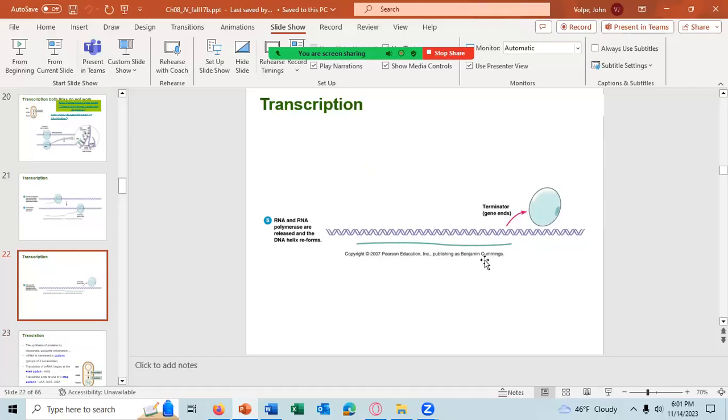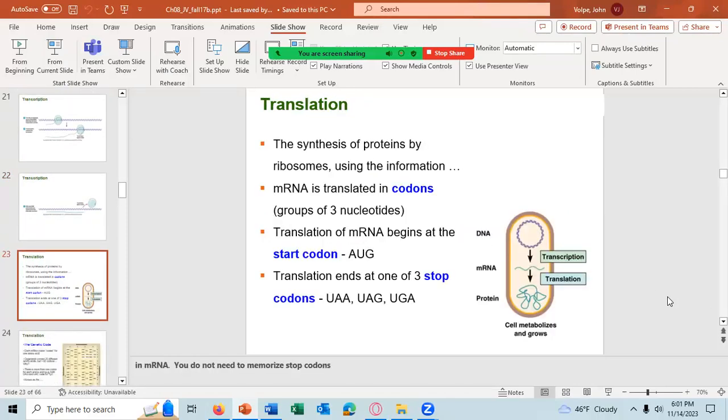Any question about RNA transcription? If there's no questions about RNA transcription, let's talk about protein translation.